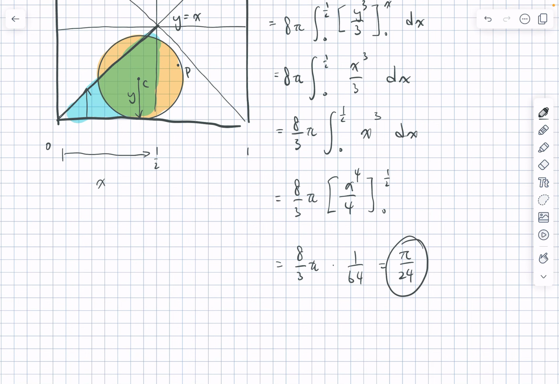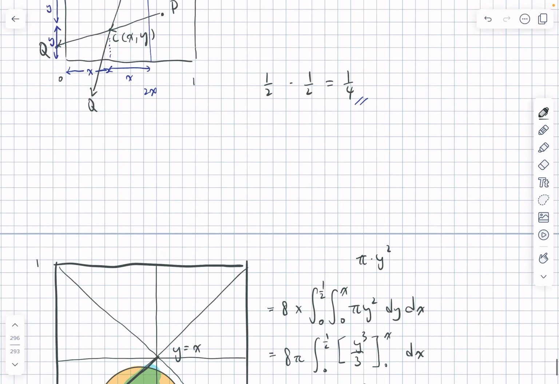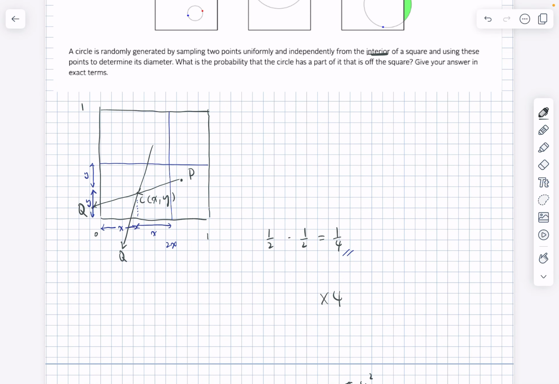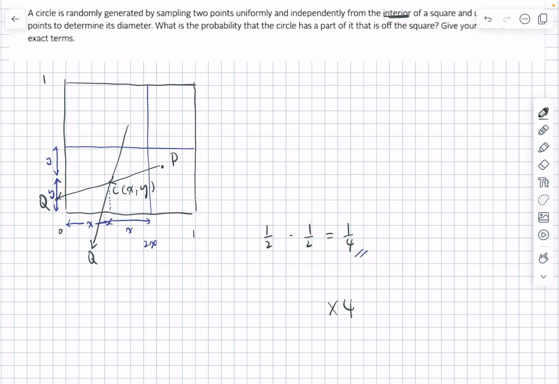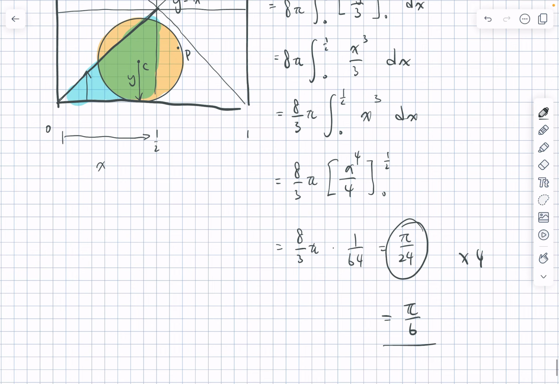So this is our fraction here. This is the probability that we choose a point P for any point C inside the square and any point P inside the square, that the circle formed by the center and this point P is actually inside the square. So remember we said that we want any probability that we get later to be multiplied by 4, because it's actually 4 times as likely since we're generating a lot of points Q that are outside of the square. So we multiply this answer by 4, which gives us an answer of pi over 6. So this pi over 6 is the probability the circle is inside of the square.